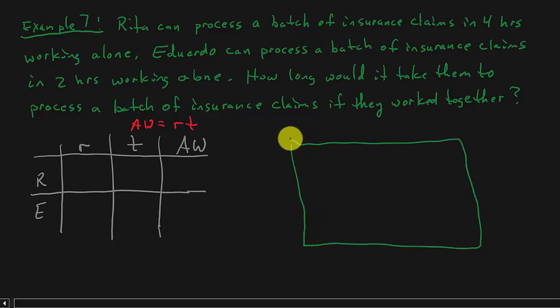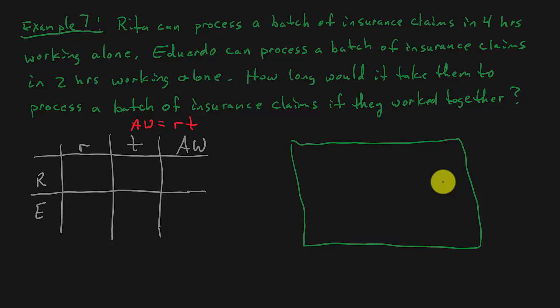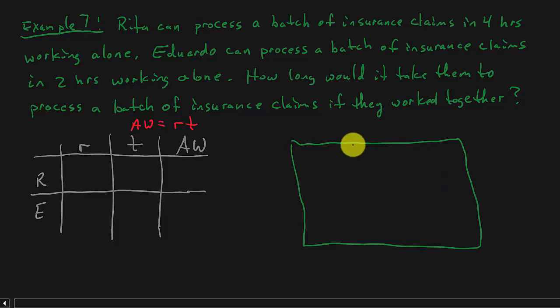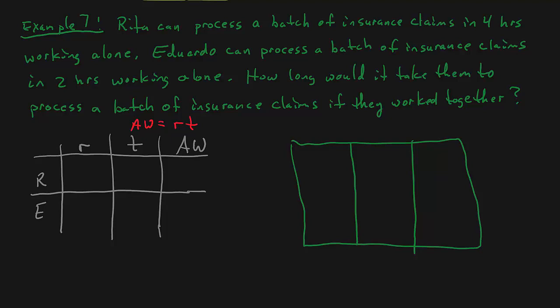Let's talk about mowing a yard. Let's say it takes you 3 hours to mow the entire yard. Then that means you're doing a third of the job per hour, right? If it takes you 3 hours, you're doing a third of the yard per hour. Well, that's your rate, 1/3 of the job per hour.